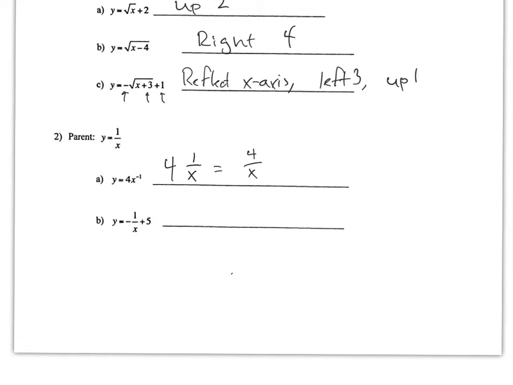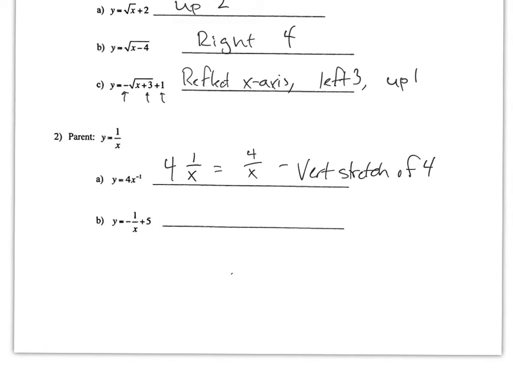And with rational functions, we have a numerator or denominator. We don't really have in front or behind or in the parentheses. The numerator is your vertical. So this is going to be a vertical stretch of 4. Right now, you just have to be able to recognize these. We're not going to do too much with the graphs.